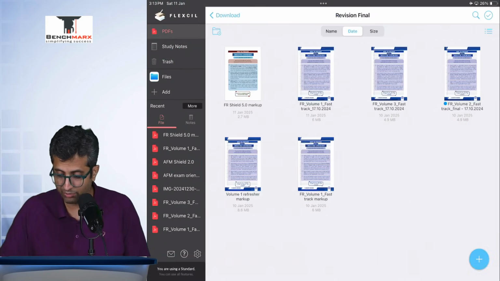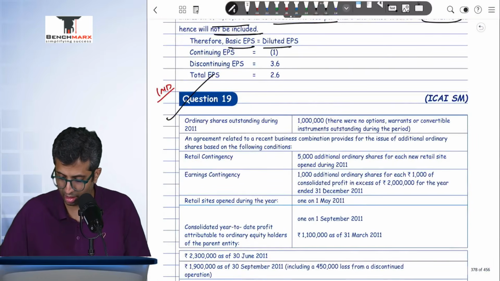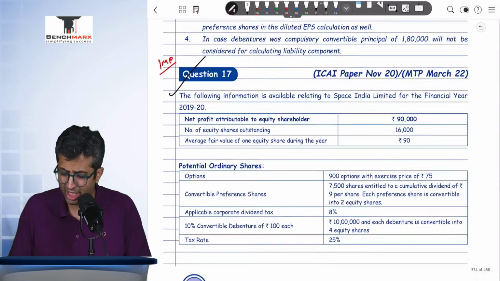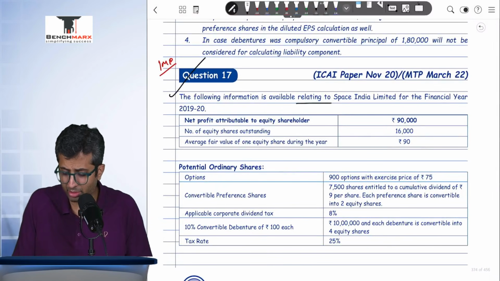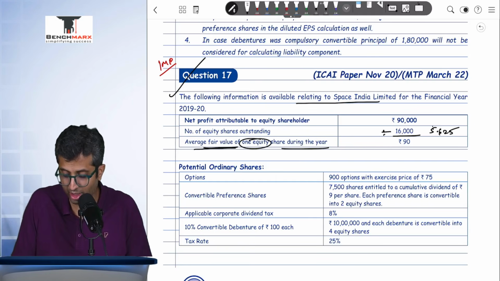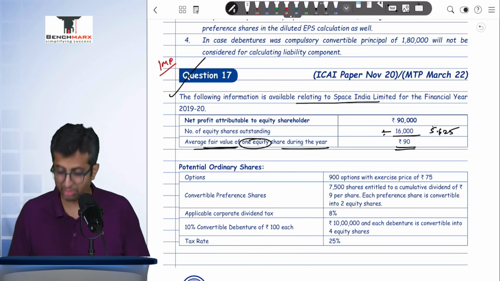Over here we will review a question on this, which is an important question. Go to question number 17. Over here, the following information is available regarding Space India Limited for the year ended 1920. Net profit for equity shareholders is 90,000 divided by number of equity shares outstanding. This is 60,000. This is 90 divided by 16, and hence this comes to 5.625. The average fair value of one equity share during the year is 90.